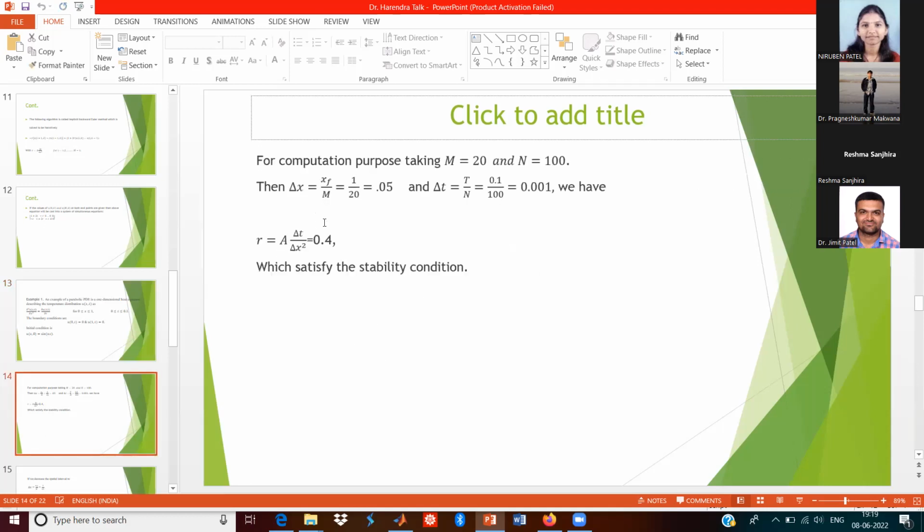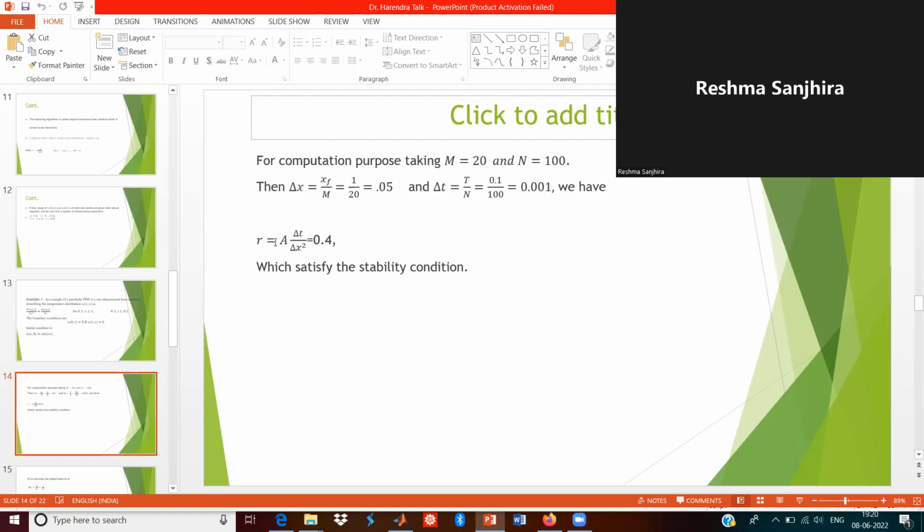So I have divided the x section into 20 parts and the time domain into 100 parts. So delta x and delta t will be this one, and r will be 0.4. It is not required to calculate r by hand. You can calculate it in the program.